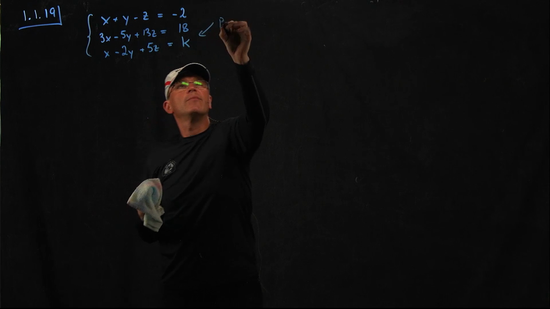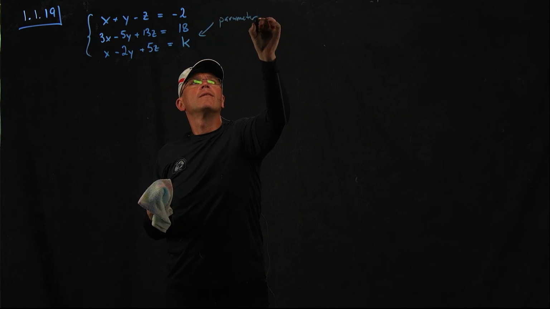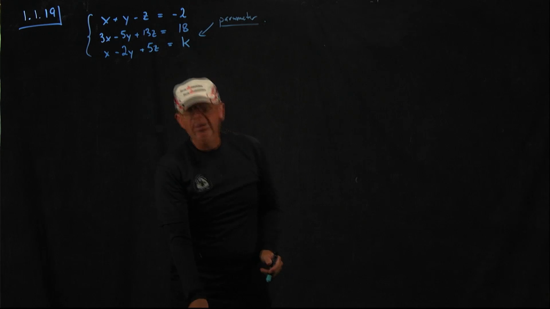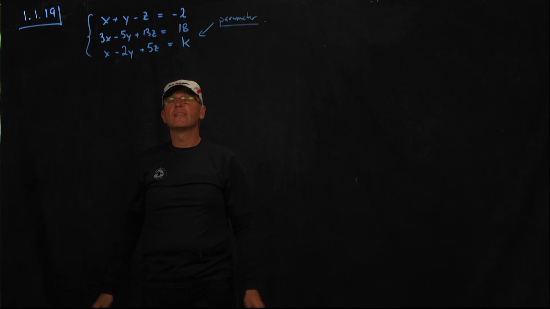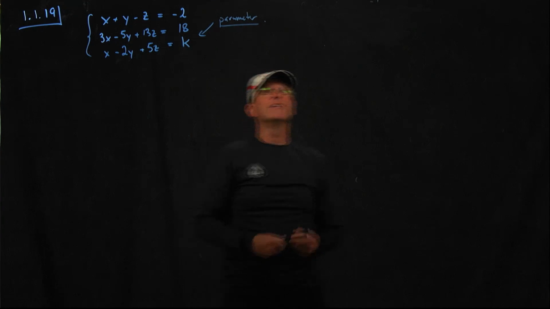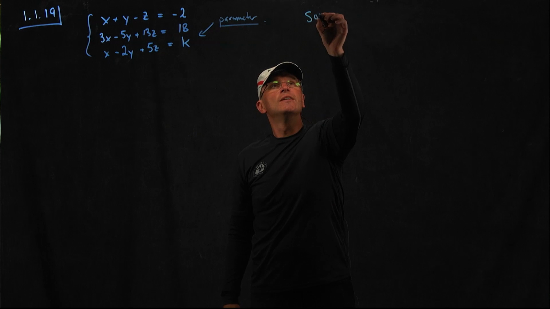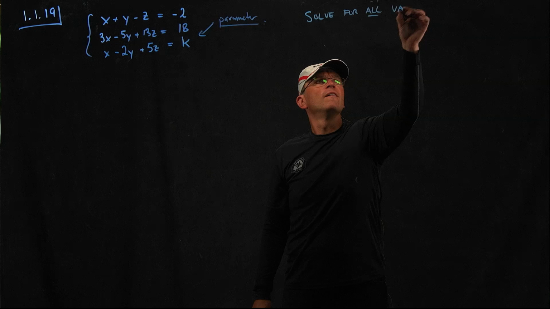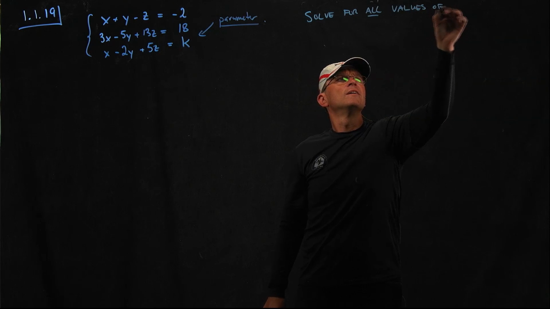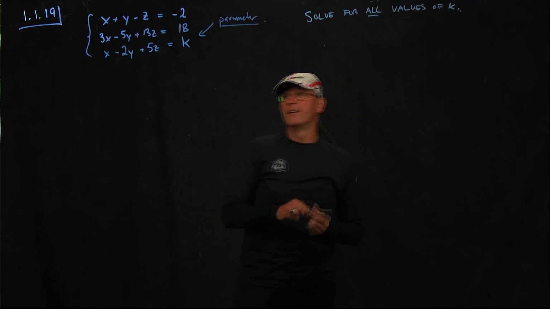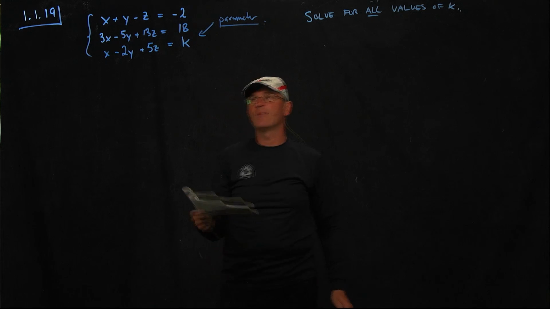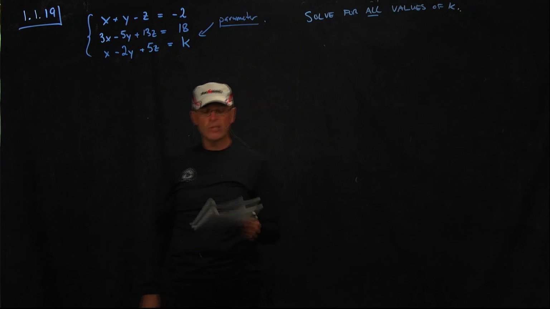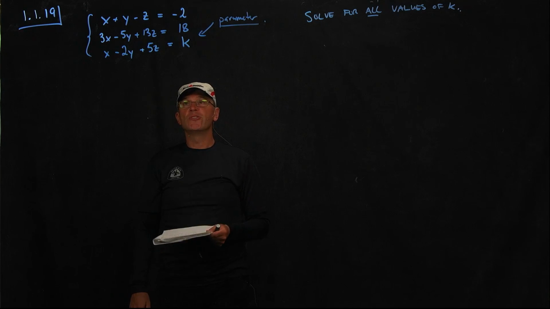So this is the parameter k. And what do we want to do? Well, we want to solve this for all values of k. So the question is to solve for all values of k. So we're like, well, what does that mean? Right? Slight panic attack. Well, we're just going to do our usual stuff, right?